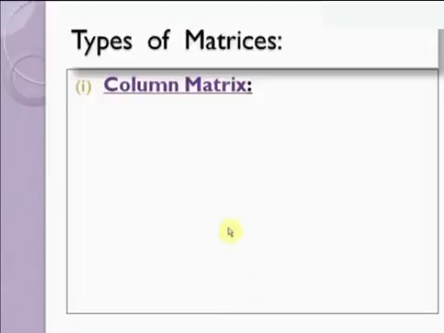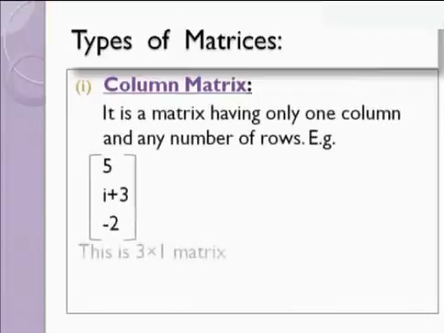Now let's try to study the different types of matrices. First, a column matrix. A column matrix is a matrix having only one column and any number of rows. That is, it can have any number of rows, but it has to have only one column. For example, this is a 3 cross 1 matrix, as it has got 3 rows but just one column, so it is a column matrix.